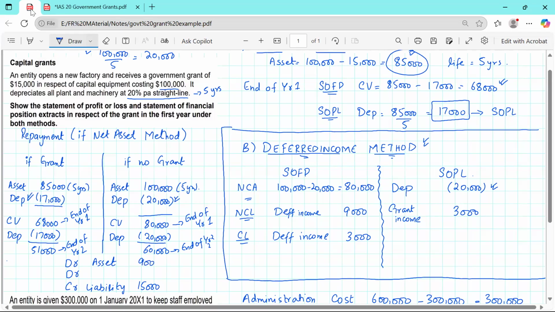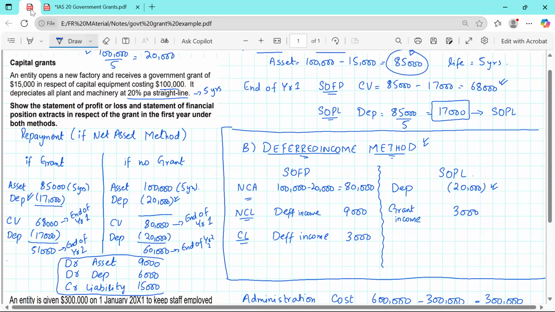And by how much will you increase the depreciation? 6,000. Yes. Why 6,000? Because 3,000 per year. So for 2 years, it is going to be 6,000. So that is the adjustment of a repayment. Let me put it down in the bracket.